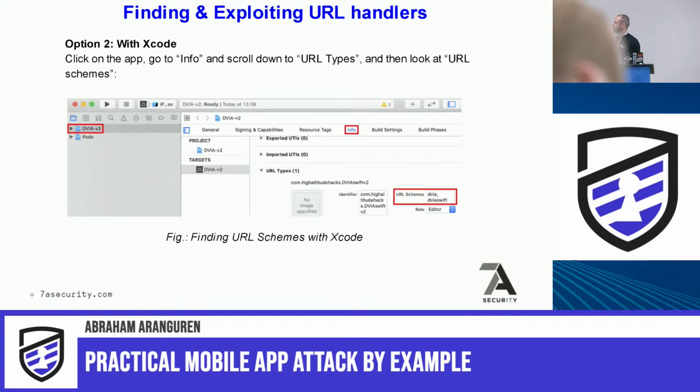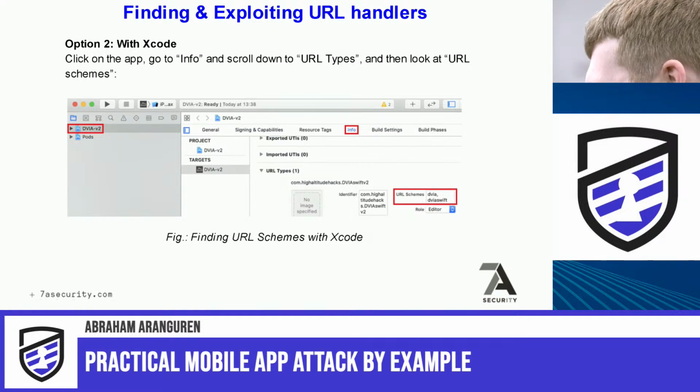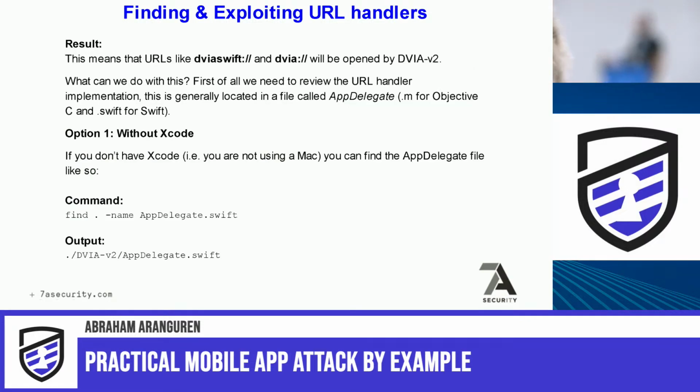Another way, if you have the source code, would be to go into Xcode, open the project and go to Info, and here you would also have the URL schemes. This tells you how the deep links start. So the deep links are going to start with non-vulnerable insecure app Swift or non-vulnerable insecure app, so one of the two will work.